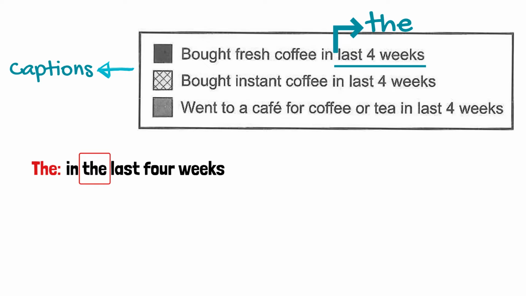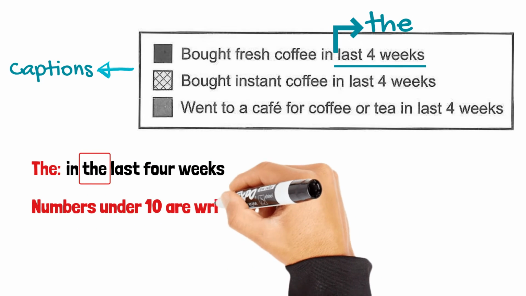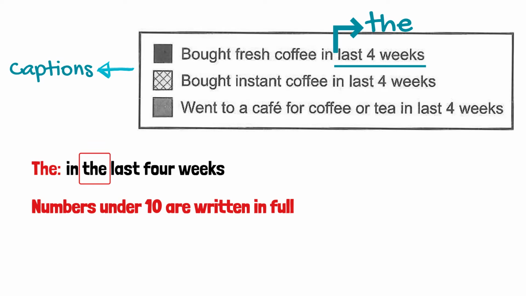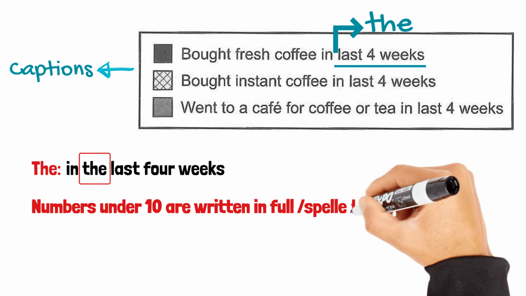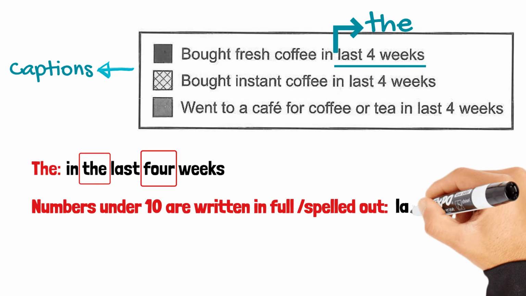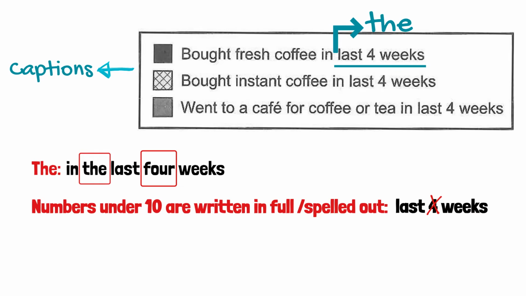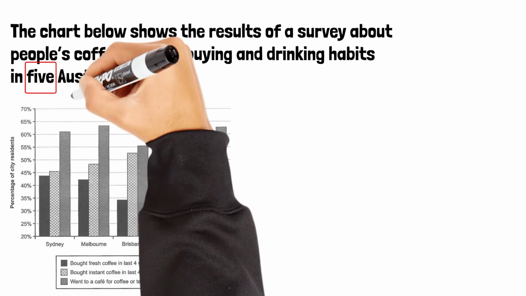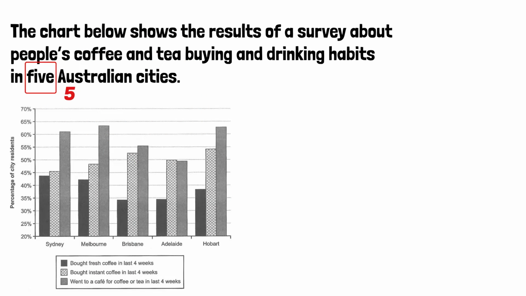The other thing is actually a little funny. Do you know it's a convention that numbers under 10 are written in full? I mean, numbers under 10 are usually spelled out. So in your essay, you should write "last four weeks", not "last 4 weeks". Again, these are captions. The numeral is used to save space. I even see people replace "five cities" with "5 cities". You should spell five out, just like the chart does, since 5 is under 10.